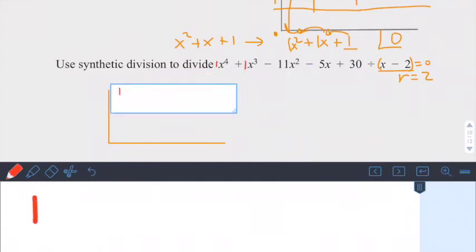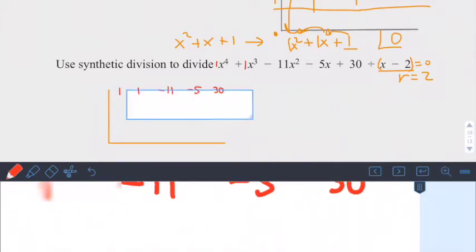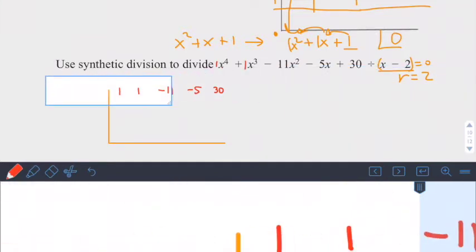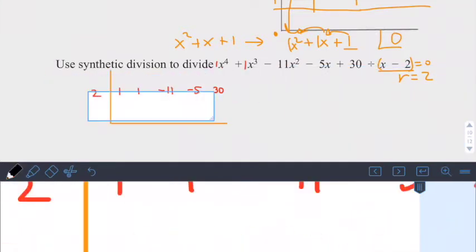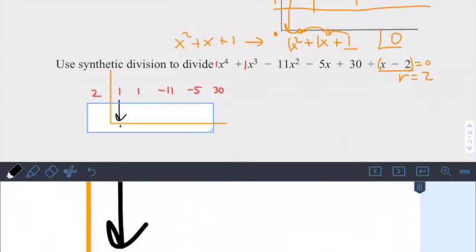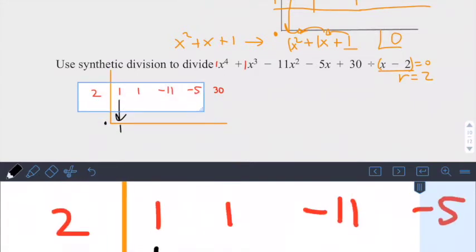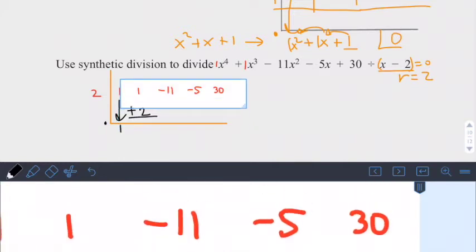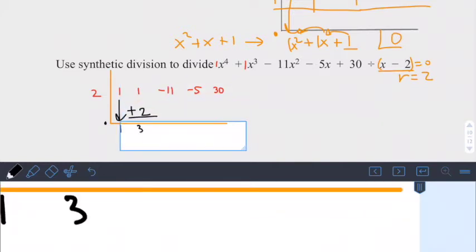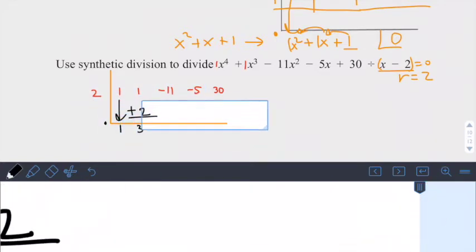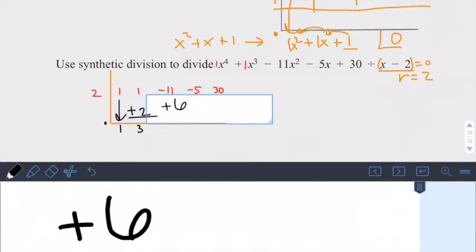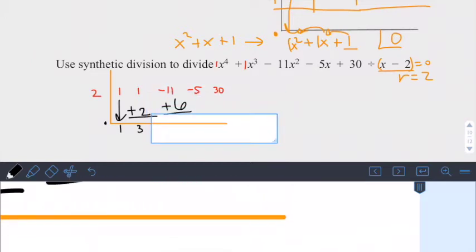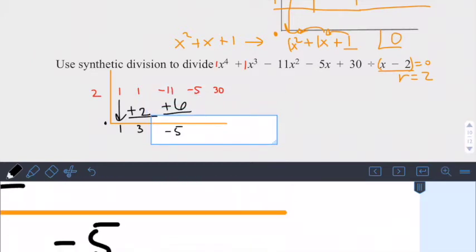So 1, 1, negative 11, negative 5, and 30. And we're going to put our root of 2 on the outside. So we're going to start by bringing this down. Remember, we multiply. 2 times 1 is 2. And now we add. 1 plus 2 is 3. 2 times 3 is 6. And now we add negative 11 plus 6 is negative 5.